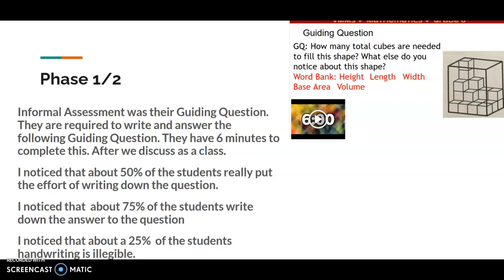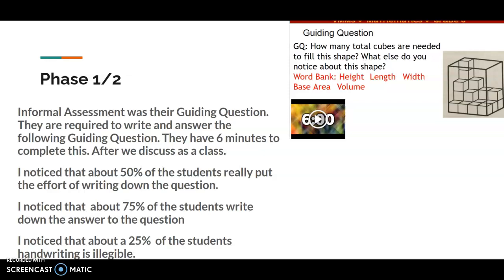What I noticed was that about 50% of the students really put the effort into writing down the question. Like I said, it's not necessarily this specific question, but there's a different guiding question for every single day. What they're supposed to do is write down the actual question that's presented and write down their answer independently. About half the students actually do that, and I feel like it's a bit mundane. Students don't really want to do it because it's something they always do and they think it's boring. But that's something that we'll get more into later.